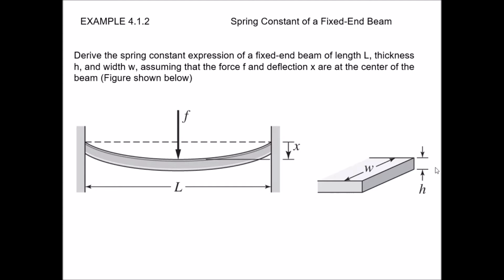Thickness of the beam they give us as H, and the width they give us as W. So we're doing this all in terms of variables. They're also telling us to assume, and we can see this from the diagram as well, that the force F and the deflection X are at the center of the beam. That's going to simplify our solution and where we pull our general equations from.